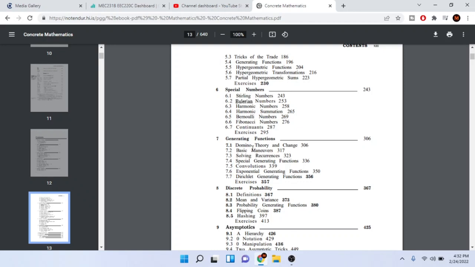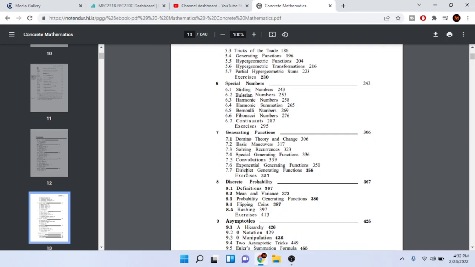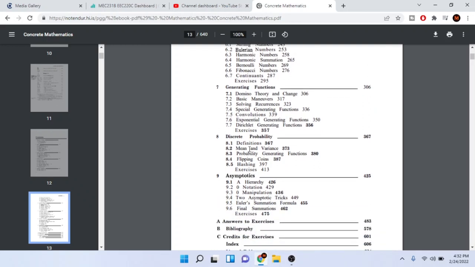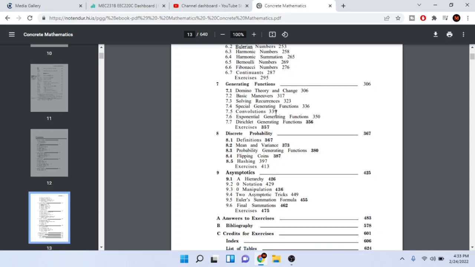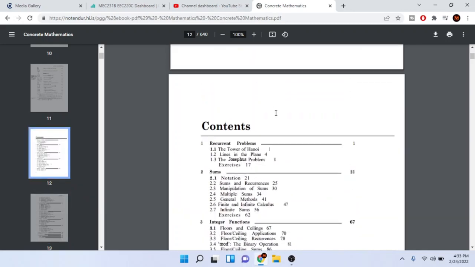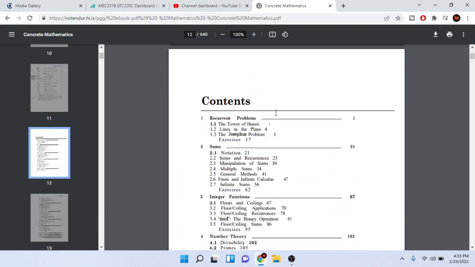Generating functions help you generate a certain permutation or something, and that's actually a thing in competitive programming. Then it ends with discrete probability, which is basically the parts of competitive programming that are necessary, such as variance, mean, expected value, and flipping coins. So I think this book is pretty good as a reference for math in competitive programming. The math needed in competitive programming is not that much.